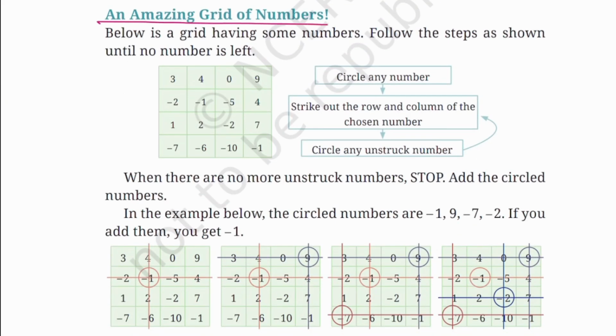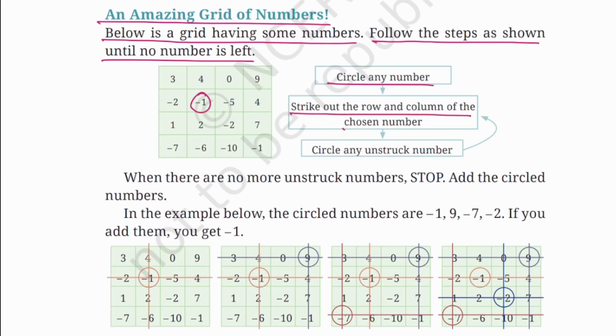An amazing grid of numbers. Below is a grid having some numbers. Follow the steps as shown until no number is left. Circle any number. For example, -1. Strike out the row and column of the chosen number. Circle any unstruck number. For example, 9. And this action is repeated.